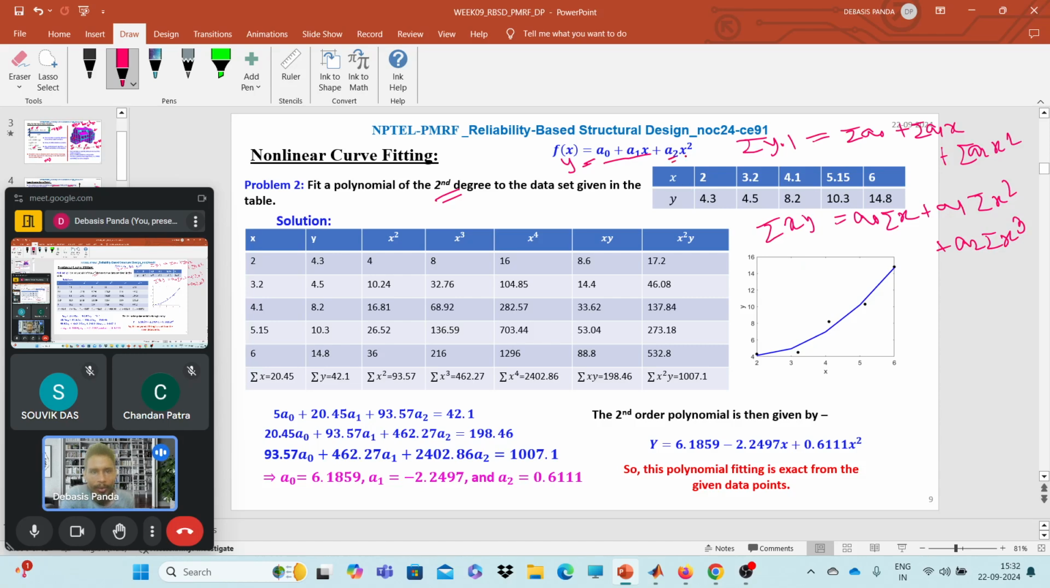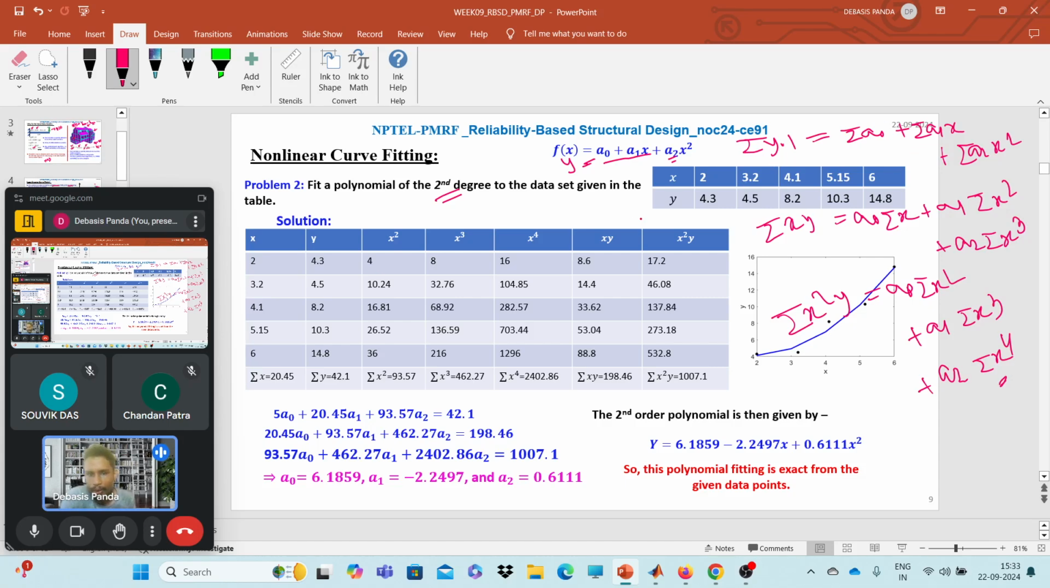Now what will be the third equation? What is the coefficient of a2? x square. You need to multiply with x square. So summation x square y is equal to a naught summation of x square plus a1 summation of x cube plus a2 summation of x to the power 4. So these three equations you need to solve. So you need to have the summation of y.